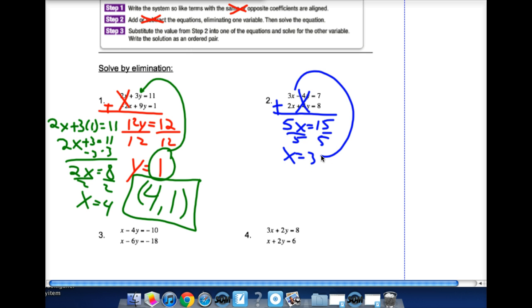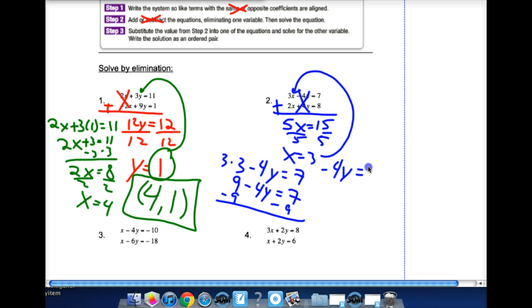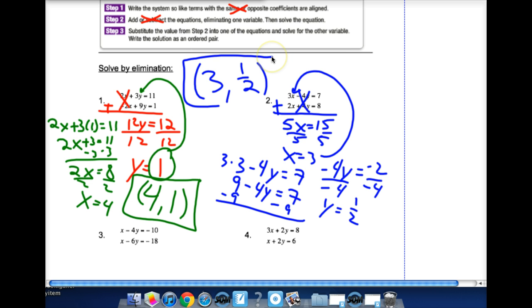I'm going to take 3 and plug it in. So 3 times 3 minus 4y equals 7. 9 minus 4y equals 7. Subtract 9 from both sides. Negative 4y equals negative 2. I got a half. Pair them up. 3 comma 1/2. Elimination.